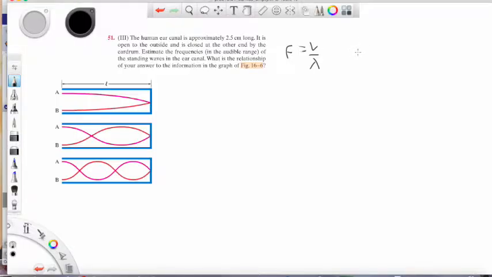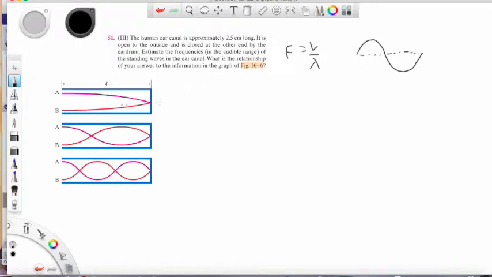And we also should note that this is what one full wavelength looks like. Now, we know the speed of sound in air, which is 343 meters per second. So we only have to find out what the wavelengths are in these different cases.